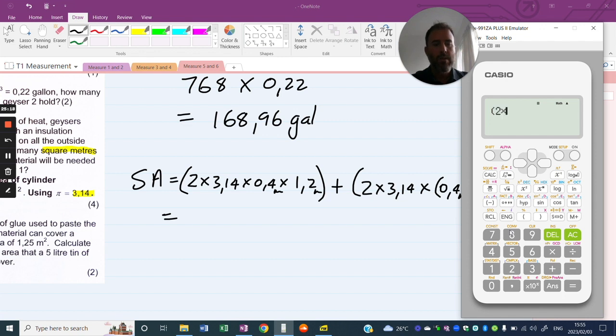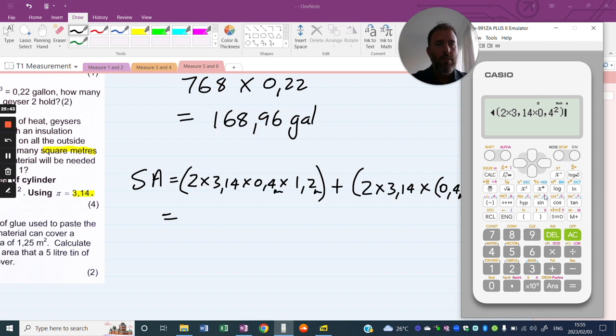So I'm going to say 2 times 3.14 times 0.4 times 1.2. All right, that's the first part of the formula. And then the second part of the formula, we have 2 times 3.14 times, and now I'm going to say my radius, which is 0.4. This must be squared.